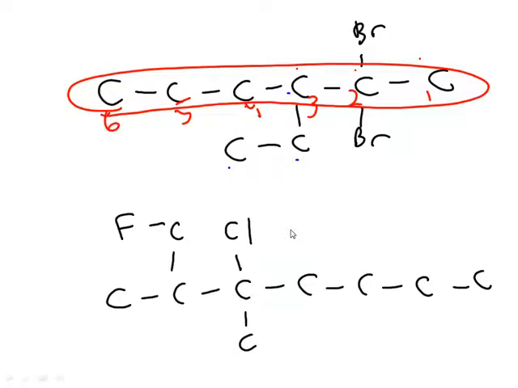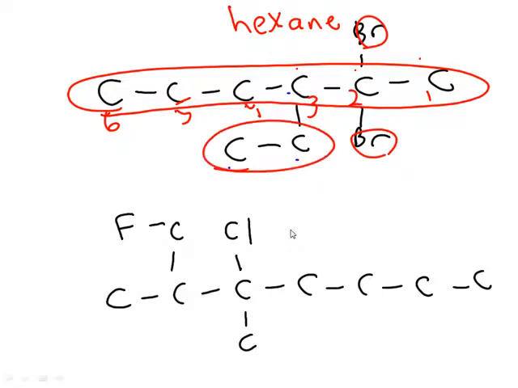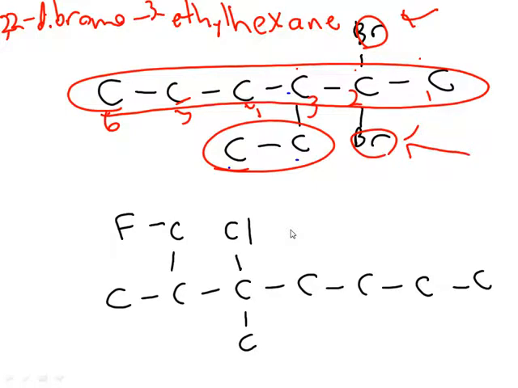So our parent chain is going to be hexane, and we have bromine groups, and we have an ethyl group. So this becomes 2,2-dibromo-3-ethylhexane. So 2,2-dibromo, indicating we have 2 bromine atoms, each one is on the second carbon of the chain. 3-ethyl, we have an ethyl group on carbon 3 of a 6-carbon chain.